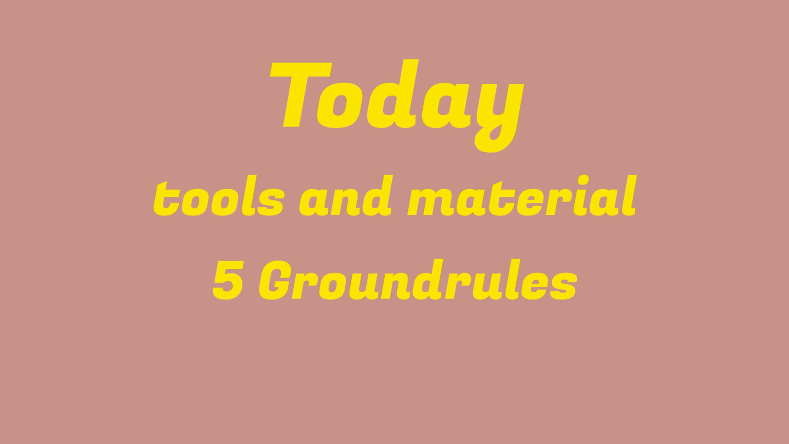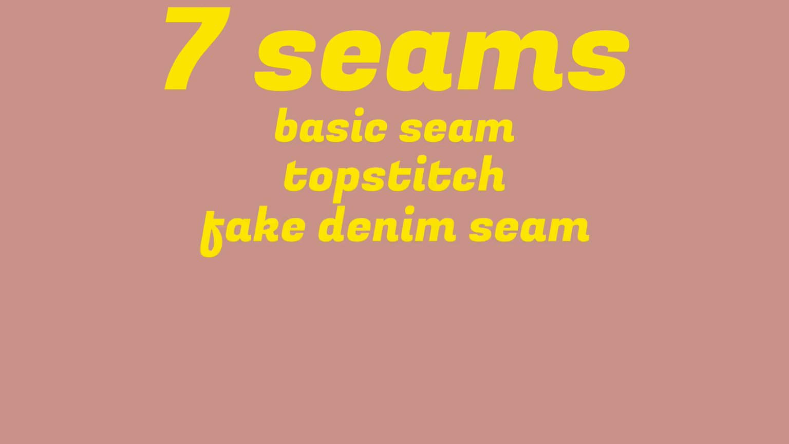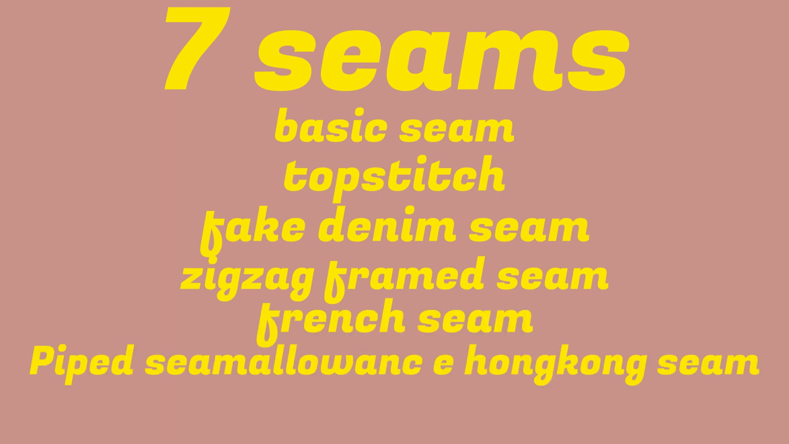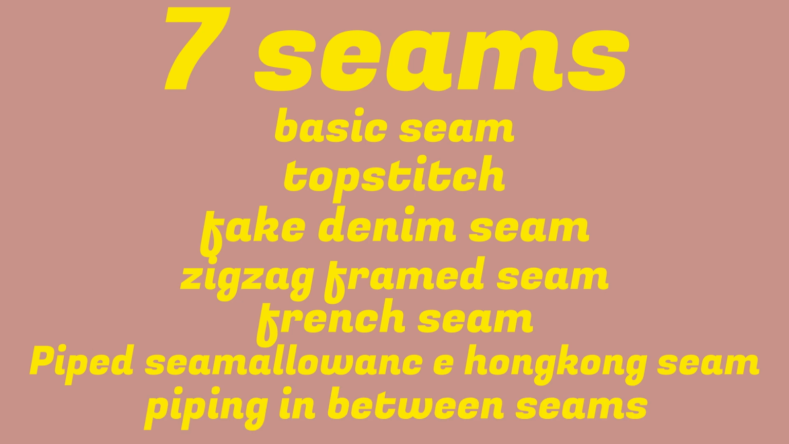This video is structured with a quick overview over all the tools and materials you need on today's session. Then we look into 5 ground rules you should be familiar with when you want to learn how to sew. And last but not least, I'm going to show you 7 of the most common seams you can sew on every household sewing machine. The seams are basic seam, the top stitch, the fake denim seam, the zigzag frame seam, the French seam, the piped seam allowance or Hong Kong seam, the piping in between seams.